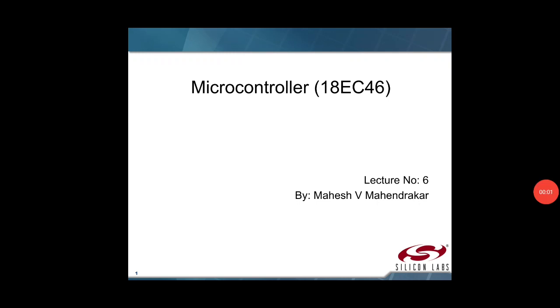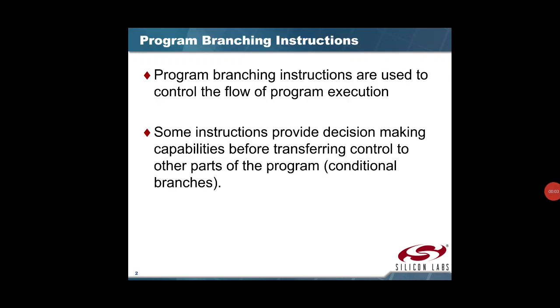Welcome to today's session. In today's session, we'll see the branching instructions of 8051. They are used to transfer the program execution. The flow of program execution will be transferred depending on whether the branch is conditional or unconditional.